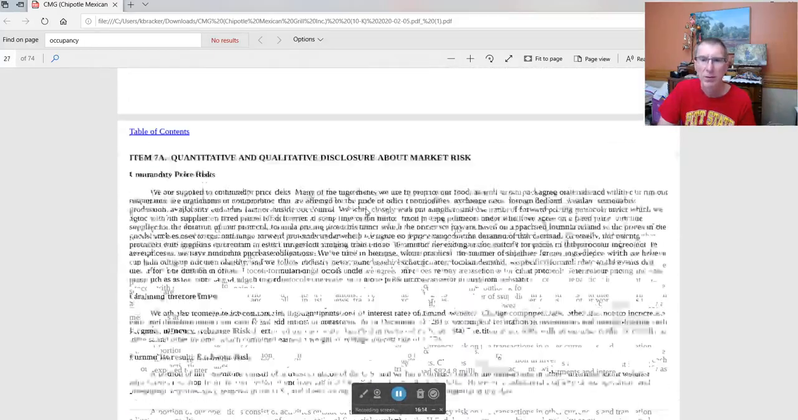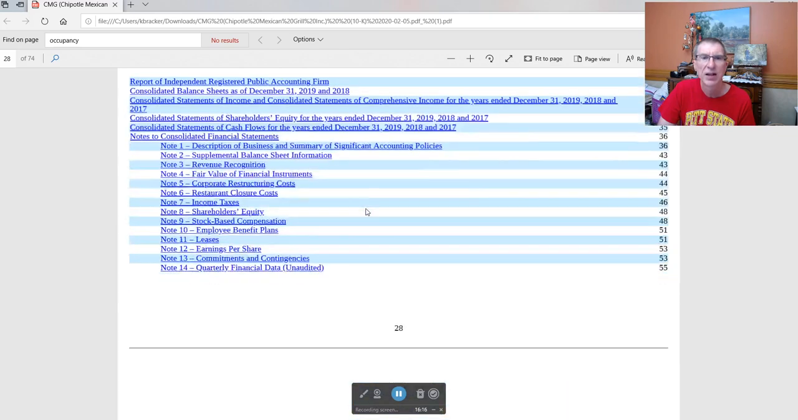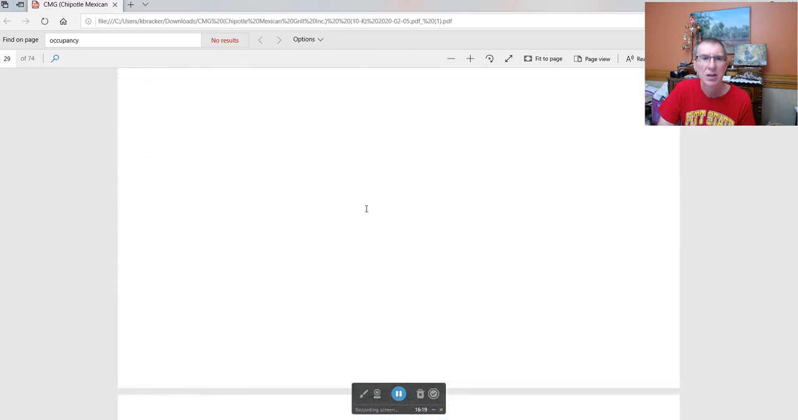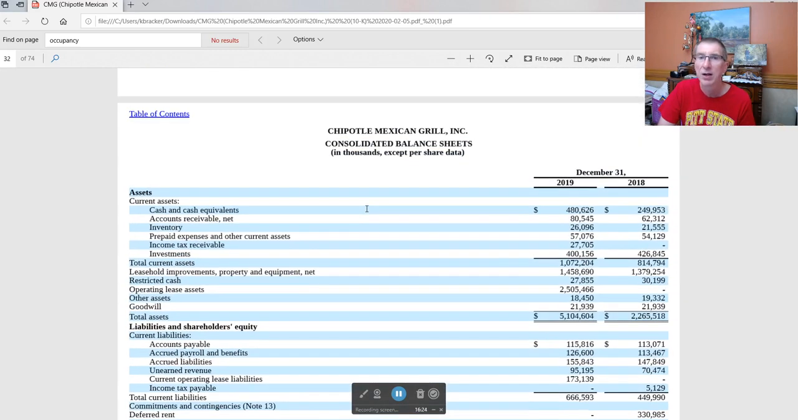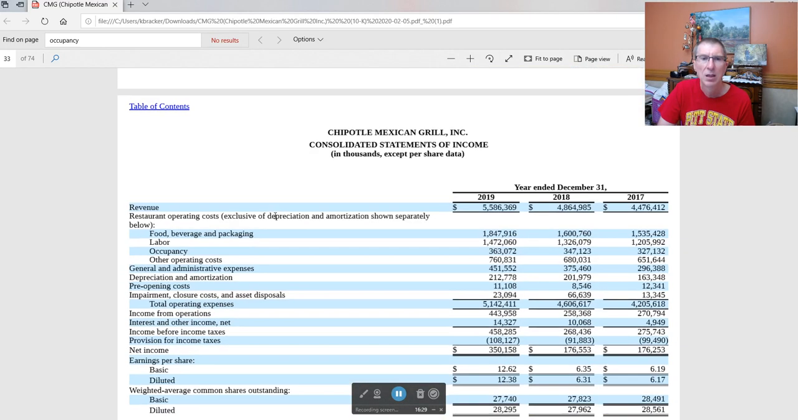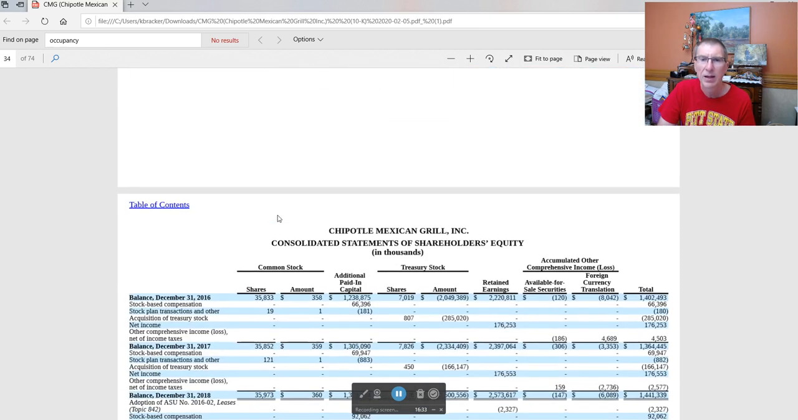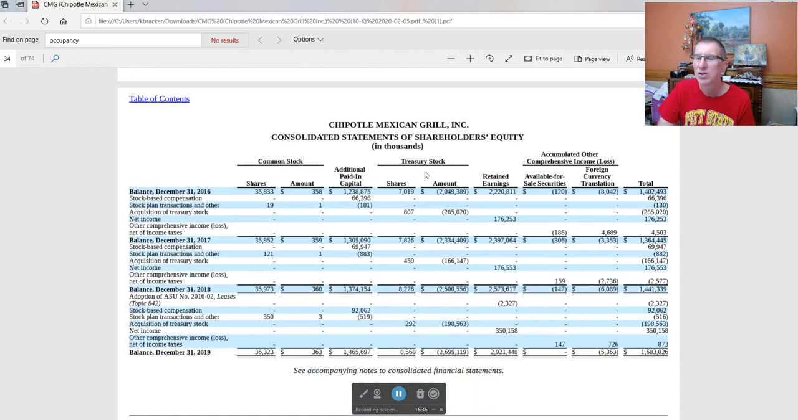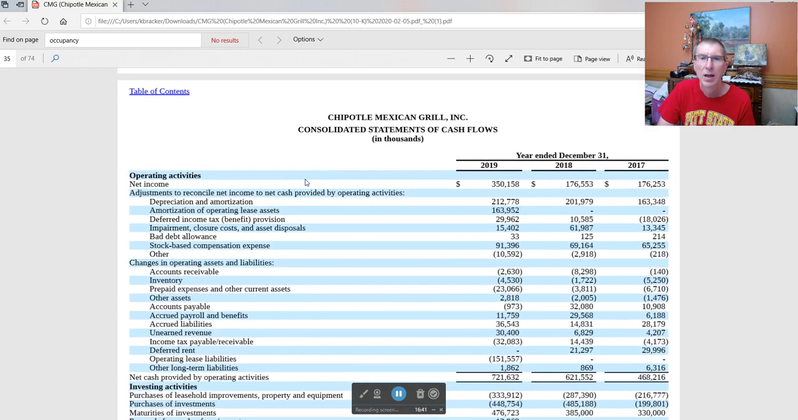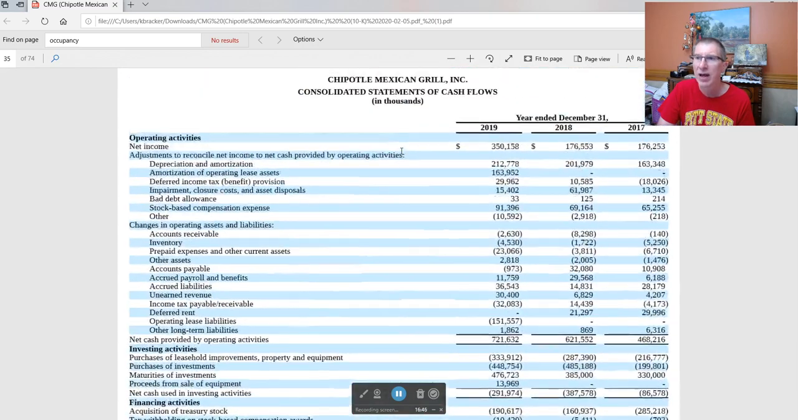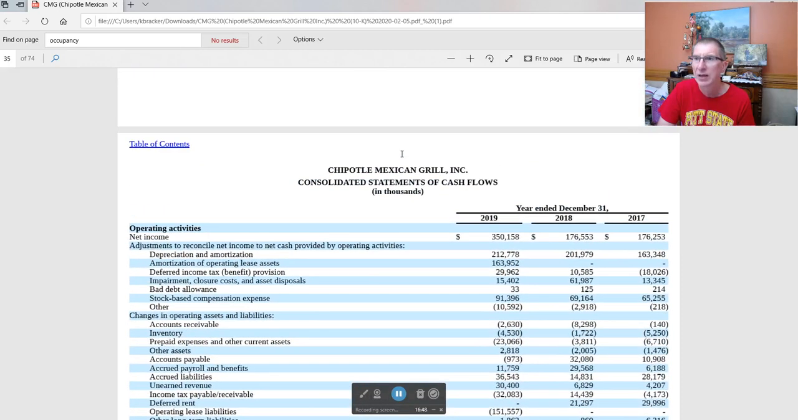Let me scroll down here to the financial statements. And this is where I'm going to pick up in our next video. So we've got the balance sheet, the income statement, and then there's the statement of shareholders' equity. I personally don't use this, so we're going to skip over that one. But the statement of cash flows, that's a big one. That's what we're going to forecast, because what we want to know is free cash flows.